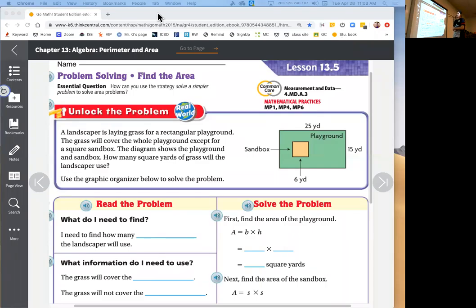All right, here we go. We are on lesson 13.5. Woo! The last lesson of the year. Kind of. We'll do some review. We've got our chapter review on Thursday, tomorrow, and we got our lesson on Friday.